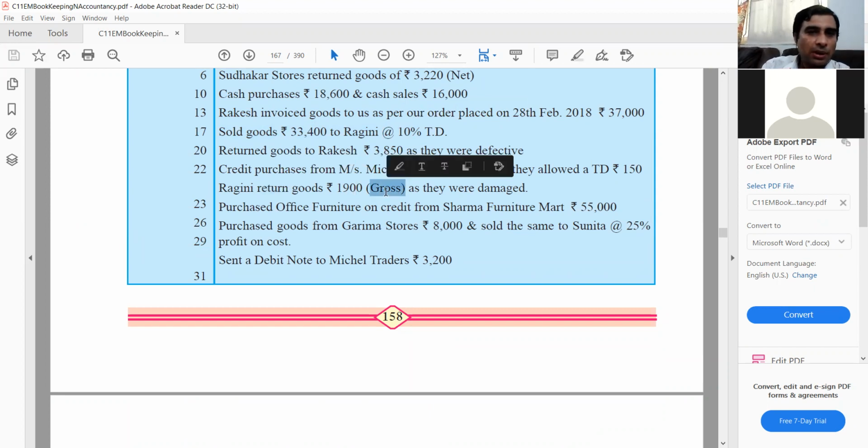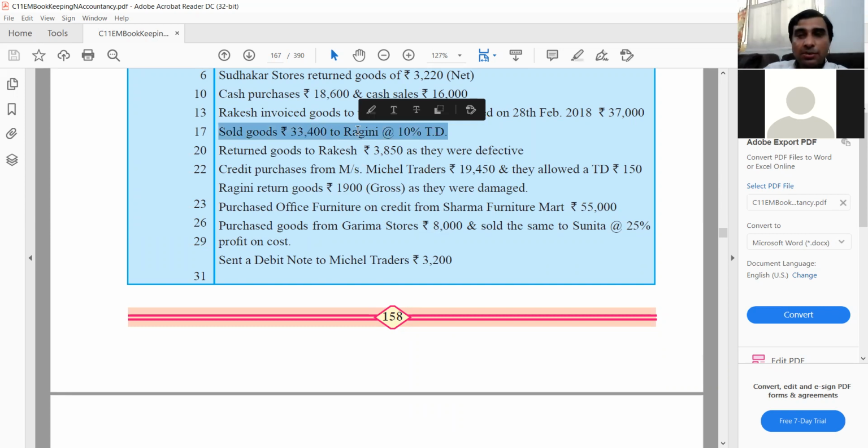This is the gross amount. Because when we had sold goods to her, we had given her 10% discount. When she returns goods to us, those are to be adjusted with the same 10% amount. So 1,710 is the amount. Ragini gets 10% TD. Different customers may be given different rates of trade discount. It need not be that everybody is given 10% trade discount. Someone else, you may give 20% trade discount. So that depends on the business.